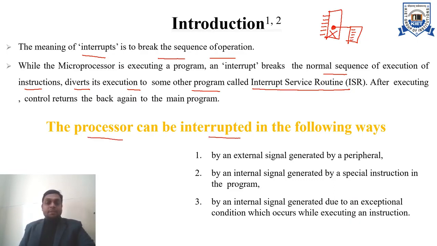The processor can be interrupted in the following ways: by any external signal, by any internal signal that is generated by a special instruction, or by any internal signal that is generated due to a condition which occurs while executing. For example, suppose there is a program with the instruction A equals B divided by C. This is perfectly correct unless C equals 0. So the third point states, if such a condition is there, only then an interrupt is generated.